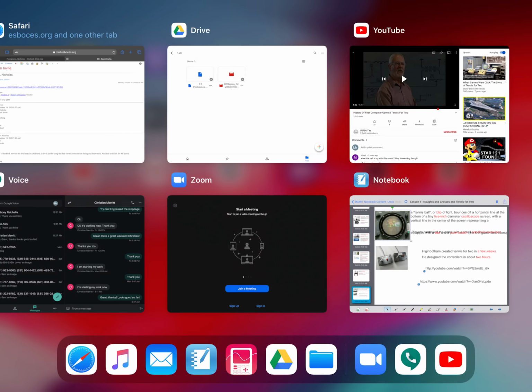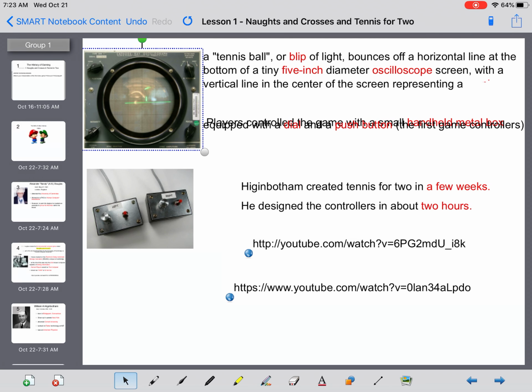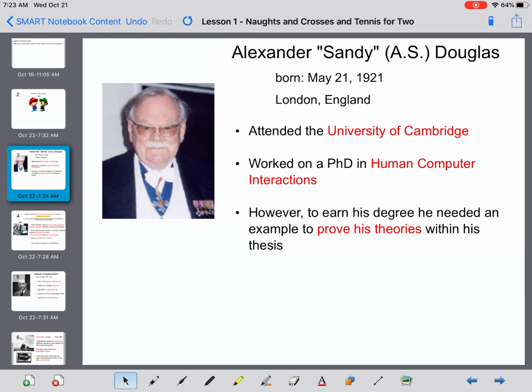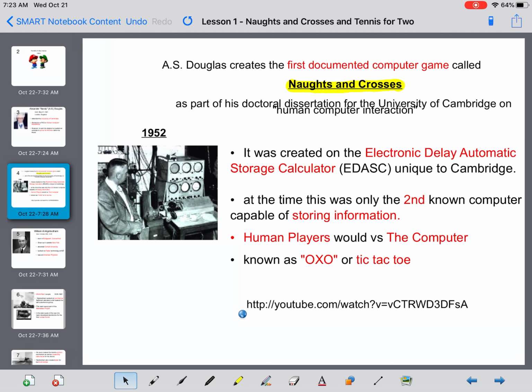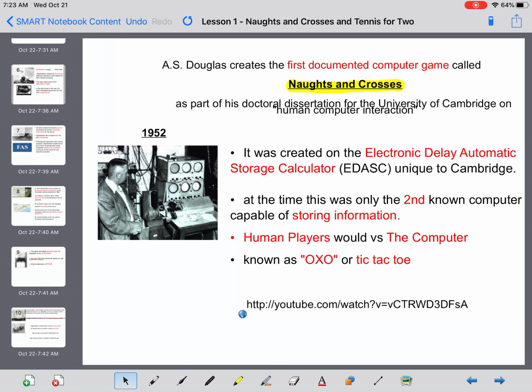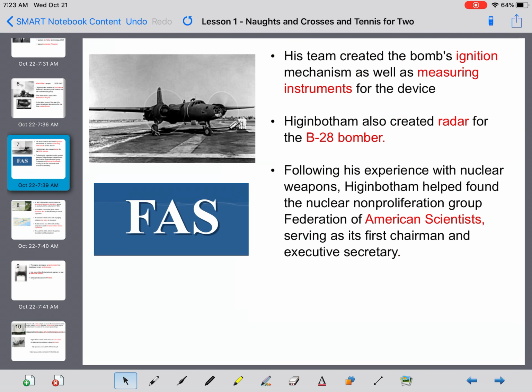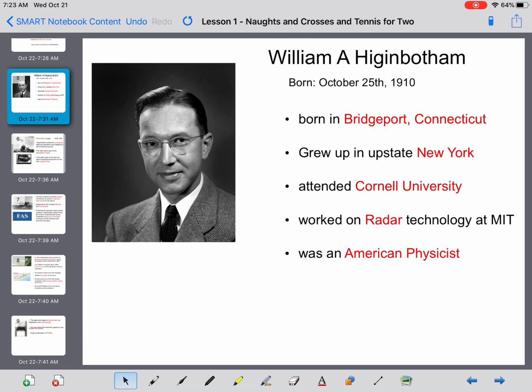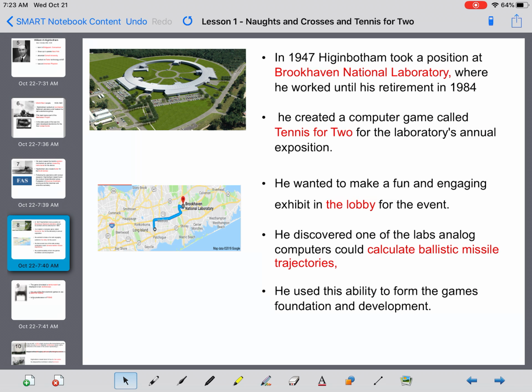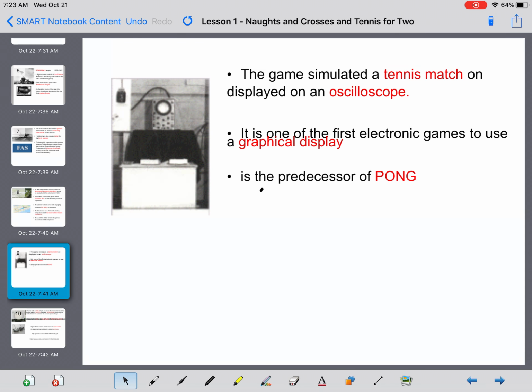Alright, I'll spare you guys from the rest of this, okay? But there are your first ever video games. So remember, Alexander Sandy Douglas made Naughts and Crosses, which was tic-tac-toe. And William A. Higginbotham made Tennis for Two at the Brookhaven National Lab. Alright.